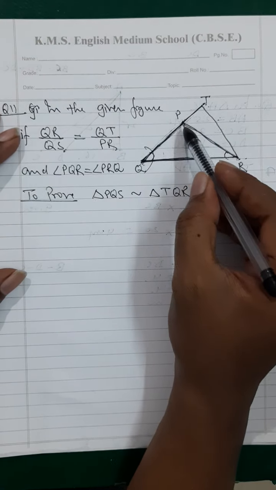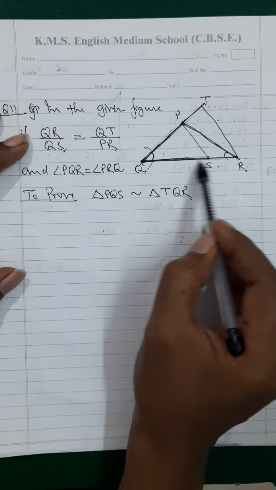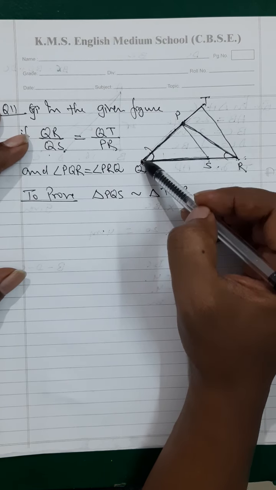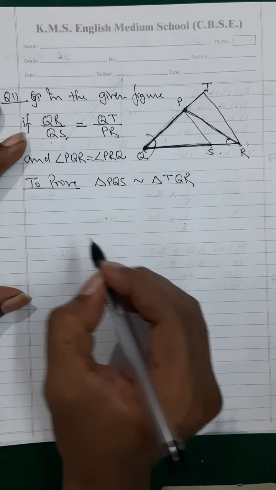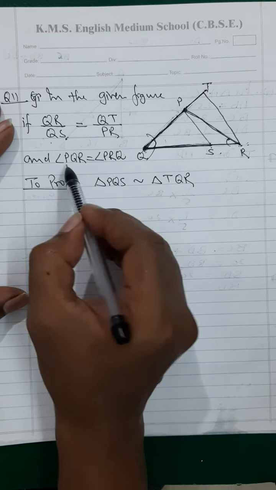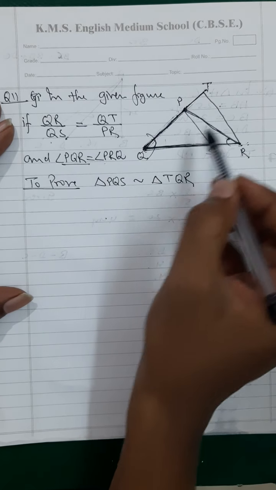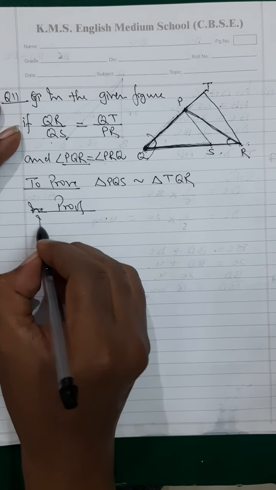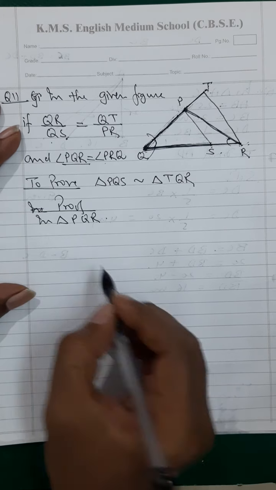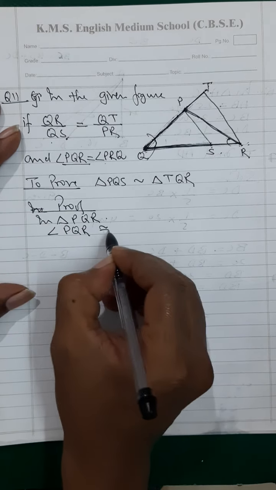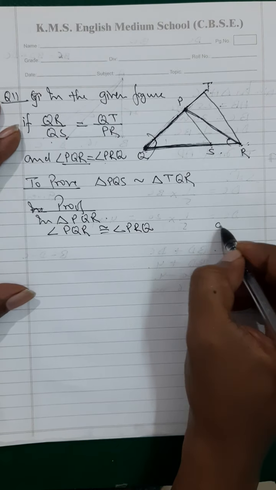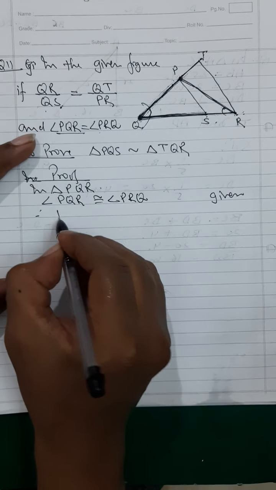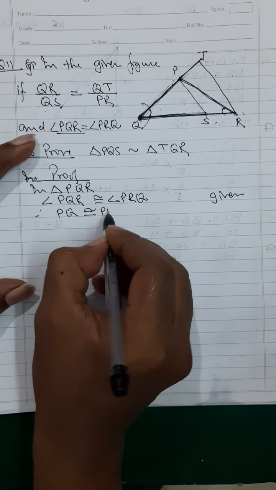But the problem is that instead of QR upon QS equal to QT upon QP, they have given QT upon PR. Very simple, my dear students. They have given one more thing, angle PQR is congruent to angle PRQ, and this is going to finish everything. See, basically in triangle PQR, angle PQR is congruent to angle PRQ. This is given. Therefore, because they are congruent, PQ is congruent to PR.